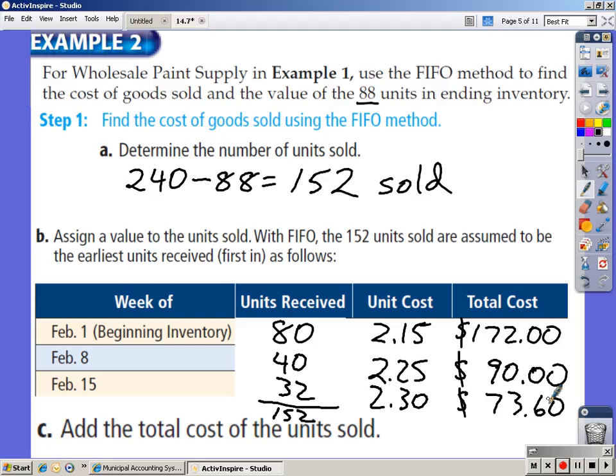Now, part C says add the total cost of the units sold. We simply add up this column at the end. Add that up, and you should get $335.60 for my cost of units sold, or cost of goods sold. That's how much everything was. Now, that's the first part of example 2. The next part is we have to find the value of the 88 units in the ending inventory.